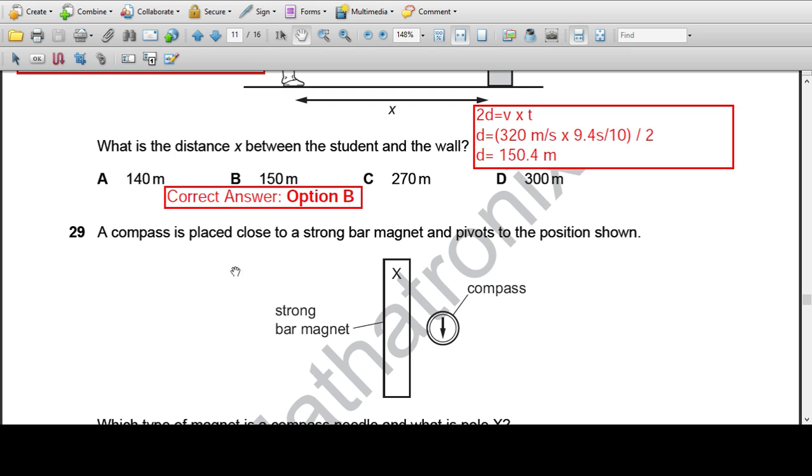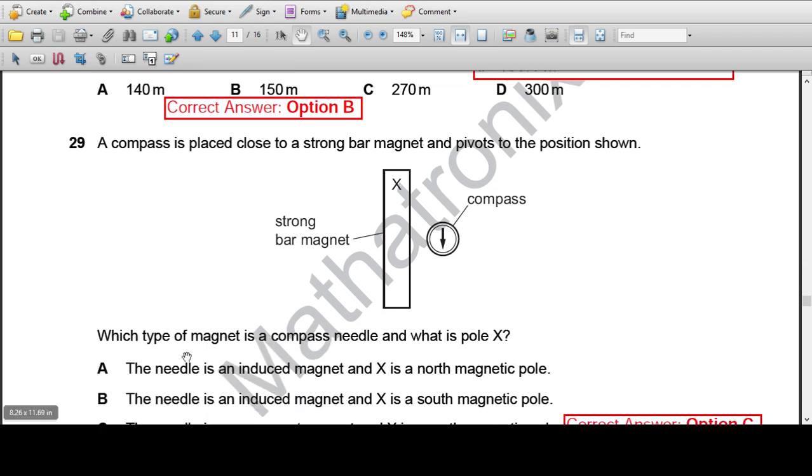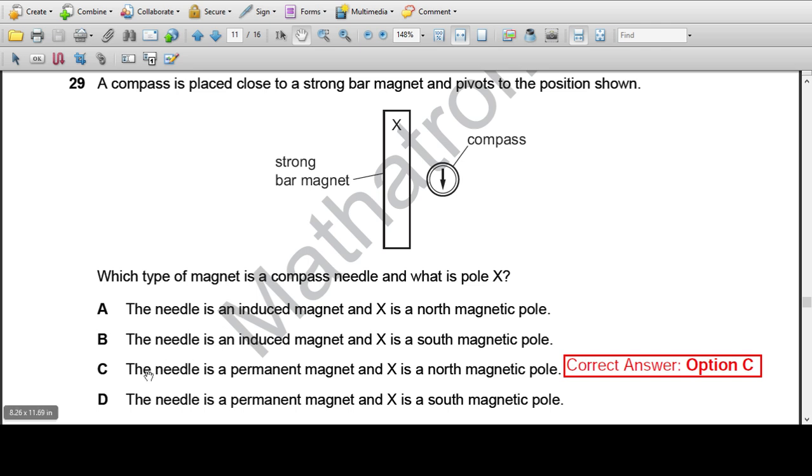Question 29. A compass is placed close to a strong bar magnet and pivots to the position shown. Which type of magnet is a compass needle, and what is pole X? The needle is a permanent magnet, and X is a north magnetic pole.